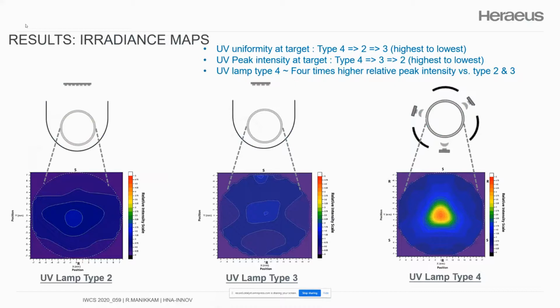The other thing to note is the uniformity. We can see the contour of the distribution in the different types. The uniformity again seems to be highest with type 4, and lowest with type 3. If we're just comparing the relative scales, we can also see that UV lamp type 4 has 4 times higher relative peak intensity in comparison to types 2 and 3.